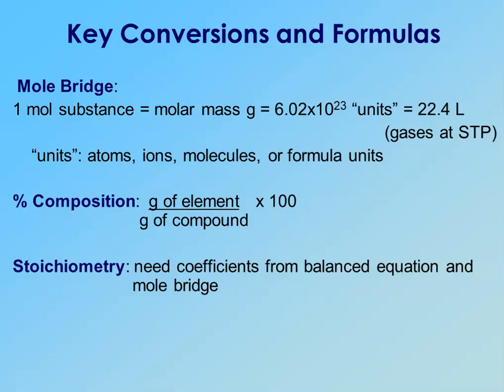When you're looking at the percentage of an element or an ion making up a compound, you can determine that by taking the grams of what you're looking at and dividing it by the grams of the whole compound and then multiplying it by 100.